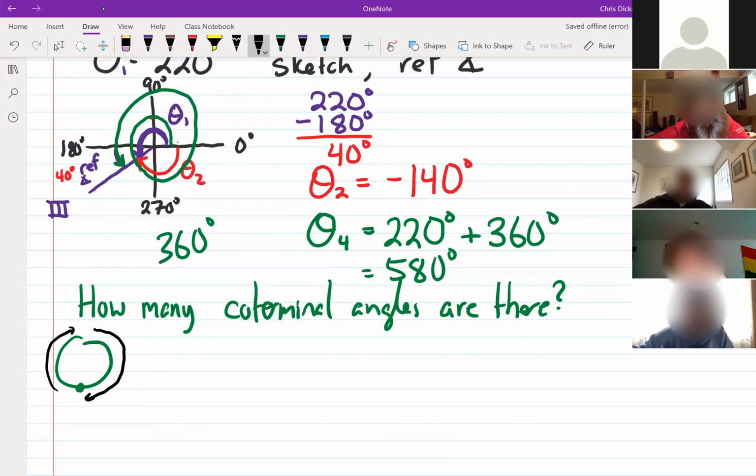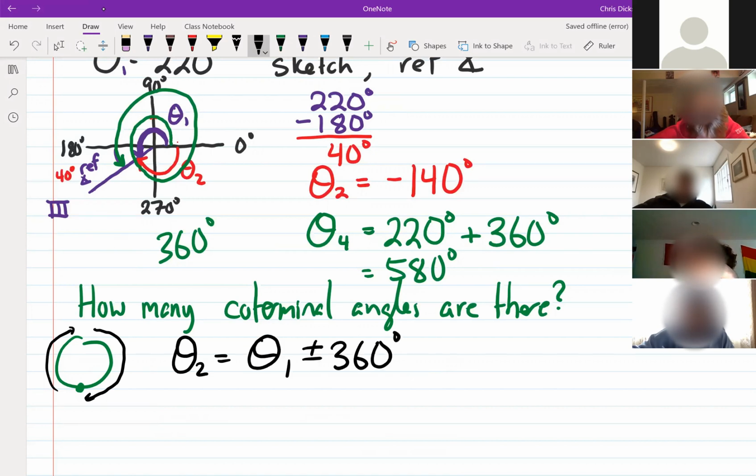On a Ferris wheel, the wheel just keeps turning and turning. So really, to find another angle that's coterminal, you just take the first angle and you either add or subtract 360 degrees or some multiple of that, where n is an element of the integers.